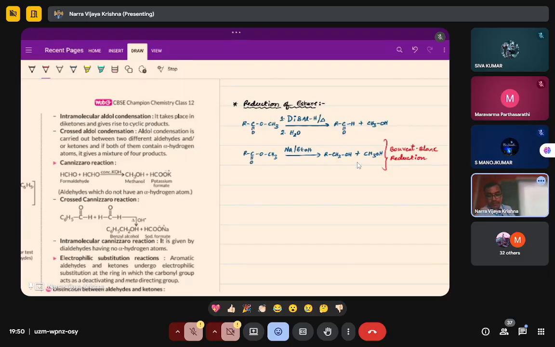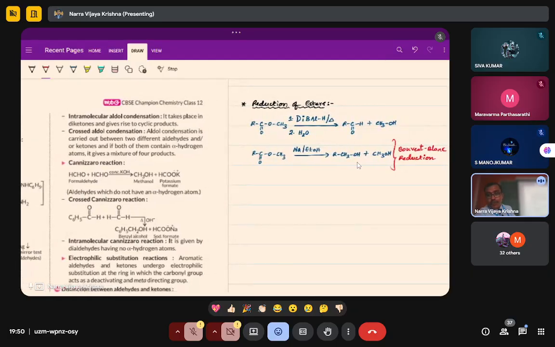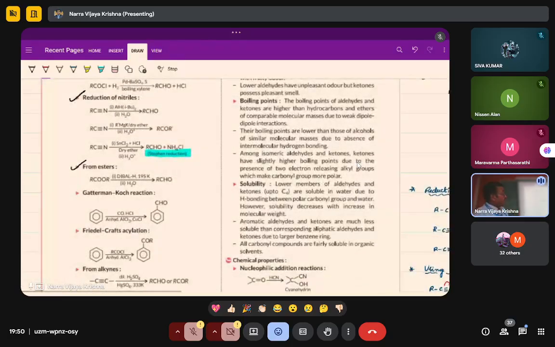Any questions, sir? Respond. No, sir. Means, are we done with this reaction also? Formation of aldehydes from esters. Done. Now see this next one.